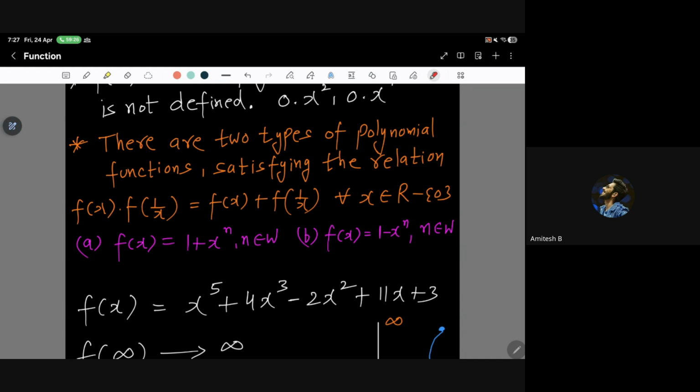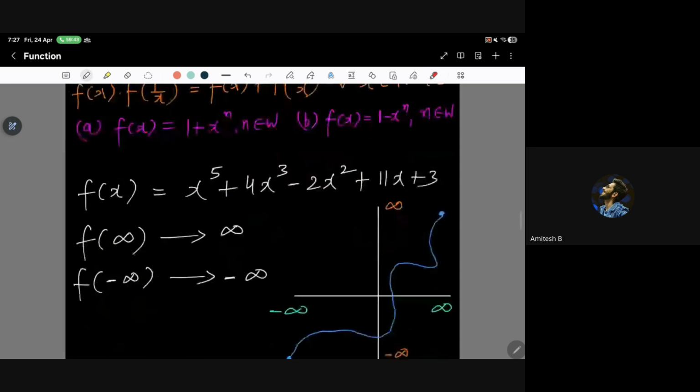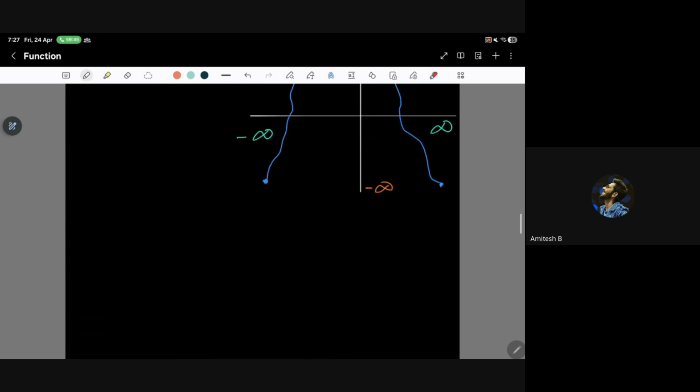So what kind of polynomial function will satisfy this equation? There are two types of polynomial function: 1 plus x to the power n and 1 minus x to the power n. These two polynomial functions will satisfy this, and n is a whole number. You can verify this also. Our functional equation is f(x) into f of 1 upon x equals the sum of these two.